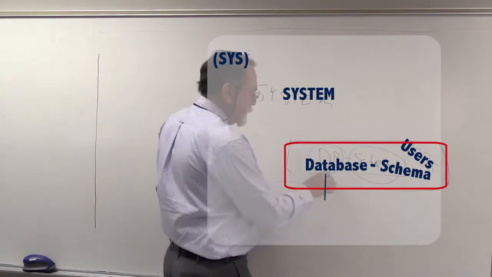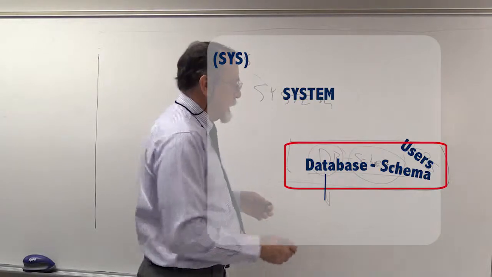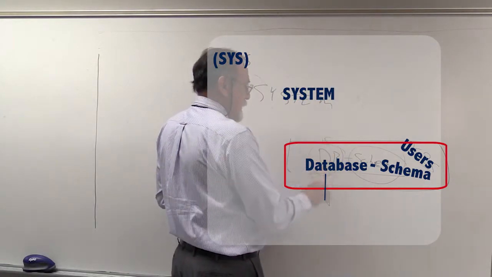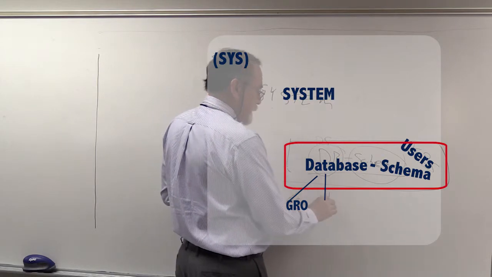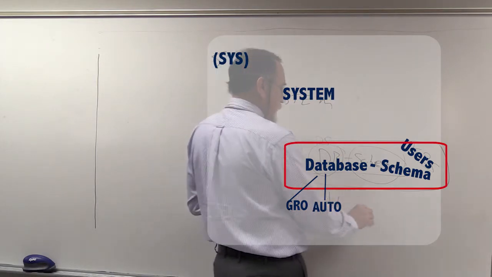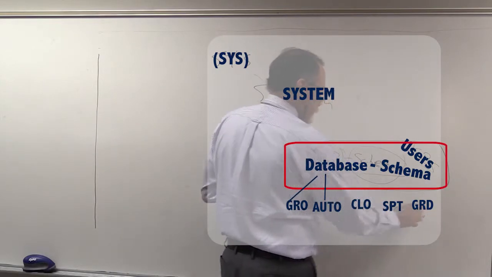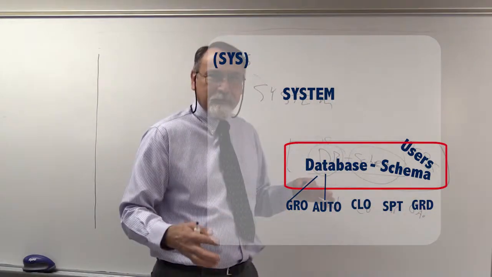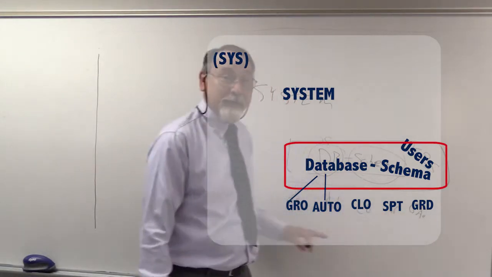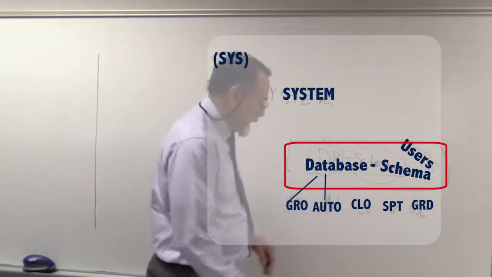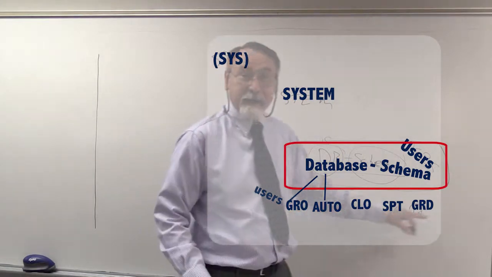Now, under this, let's say you are at a department store. Under this you would have the grocery item, the auto parts item, the clothing items, sports, garden. So you have 4 or 5 subsections. You have Module 1, Module 2, Module 3, Module 4, or a Schema 1, Schema 2, Schema 3. And then under these you would have the users that are addressing all these items.